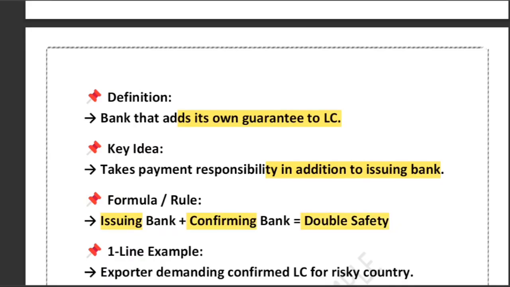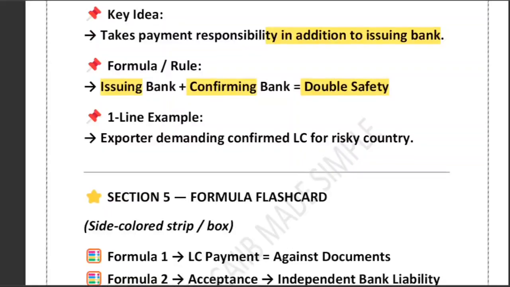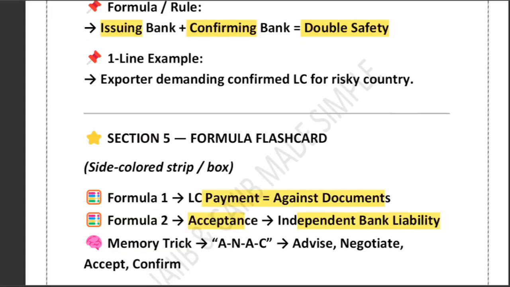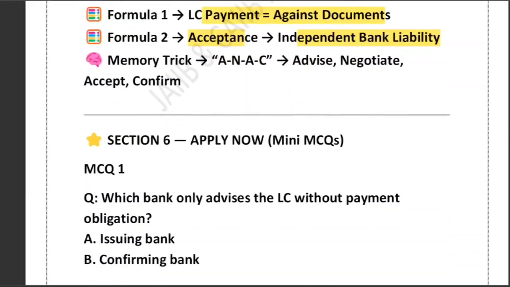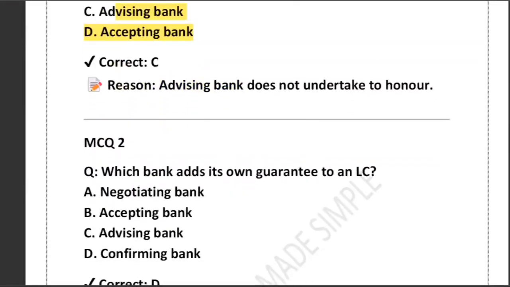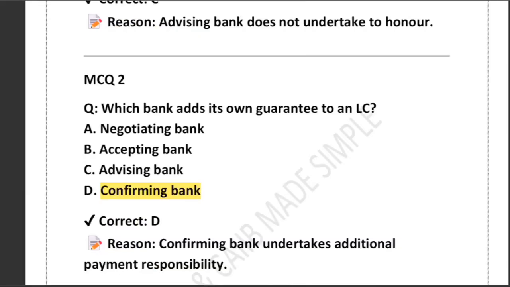For example, an exporter demands a confirmed LC when the buyer country is risky. The formula flashcard is that LC payment is against documents only, not against the goods. Acceptance means independent bank liability. Question number 1: Which bank only advises the LC without payment obligation? The answer is the advising bank. Next question: Which bank adds its own guarantee to the LC? That's called the confirming bank, right?